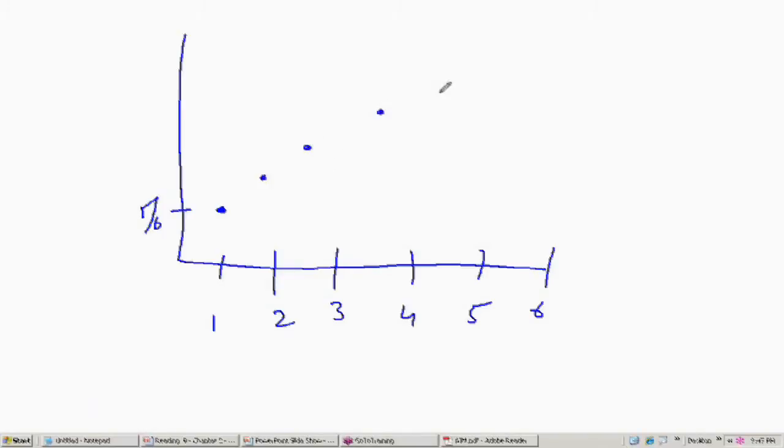Cumulative probability of 4? 4 by 6. Then 5 by 6, and then it is 6 by 6. After that, for all the numbers, it will be 1. So 6 by 6 is 1.